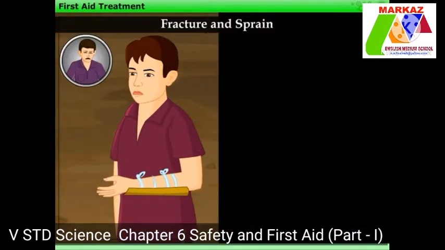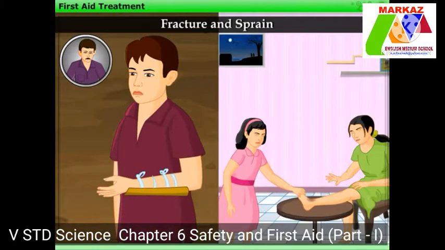Father tells Harry that this is a kind of first aid treatment that can be applied in case of a fracture, that is, breaking of bone, or a sprain, that is, an injury to muscles like wrist, ankle, etc. But care should be taken that the area is not rubbed, as that can lead to more injury.